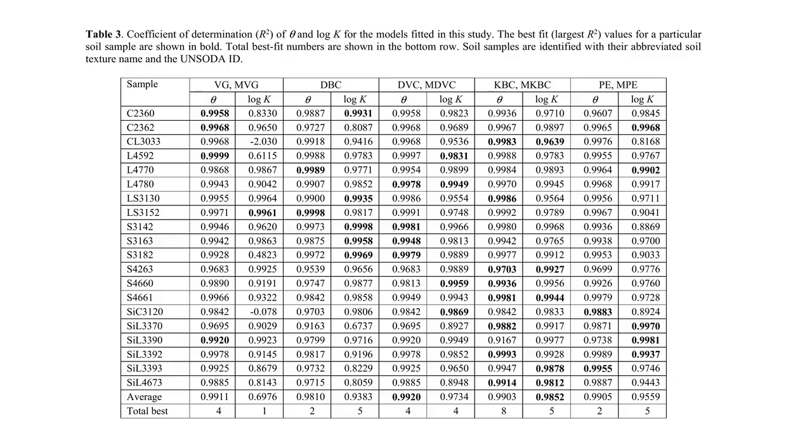Here are the R-squared values for all models and samples. As you can see, most of them show very high values. In particular, the DVC and KBC models perform exceptionally well.